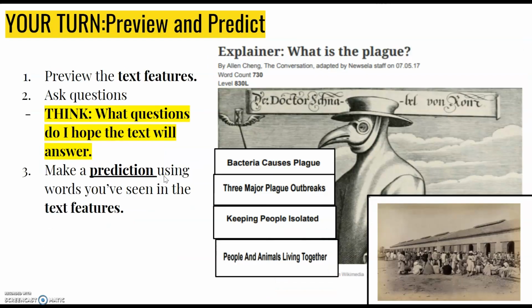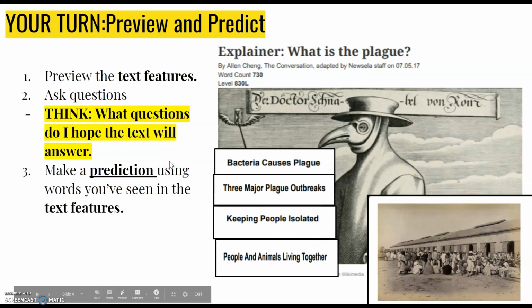So you are going to do this now. You are going to be reading a text this week, today and Wednesday, called What is the Plague? You are going to be learning about the plague, and you are going to be previewing first and ultimately making a prediction. As you can see here, we have a title, there's a picture, there are 4 subheadings, and another picture.